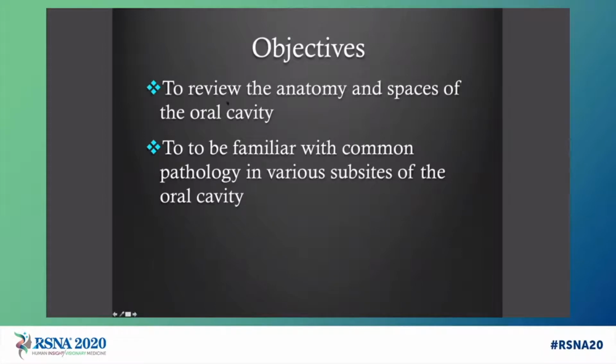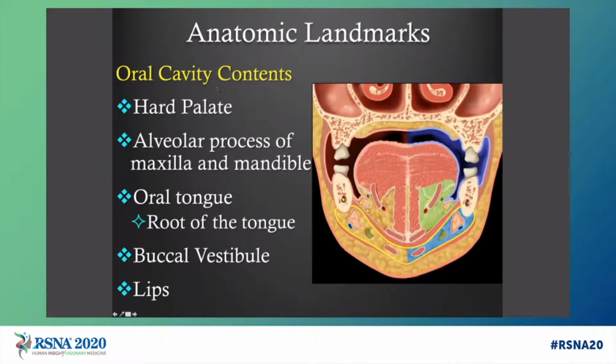So in the next few minutes, we will review the anatomy and spaces of the oral cavity, and we're going to focus our discussion on a few subsites and discuss the common pathology in those subsites. So to review, the oral cavity contains the hard palate and the mucosa covering the hard palate, the alveolar process of the maxilla and mandible, the oral tongue, including the root of the tongue and the lingual septum, the buccal vestibule, and the lips. And in the interest of time, we're going to focus our discussion today on the hard palate, the oral tongue, and adjacent spaces.